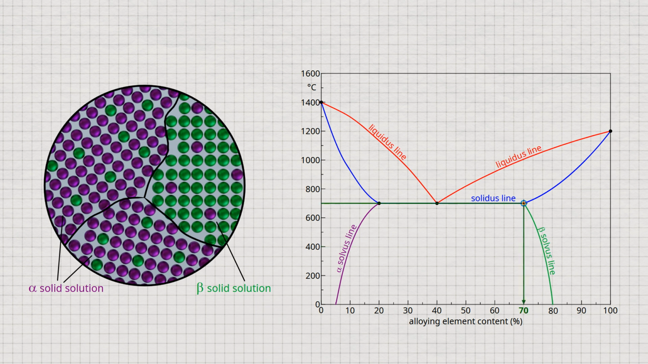At 700 degrees Celsius, maximum solubility is reached before the solid solution melts. In this case, the solubility limit of the alloying element is 70%, so that a maximum of 30% of the base material is soluble in the beta solid solution.